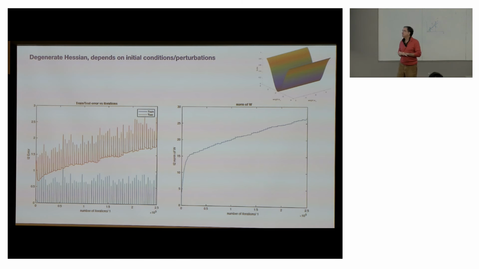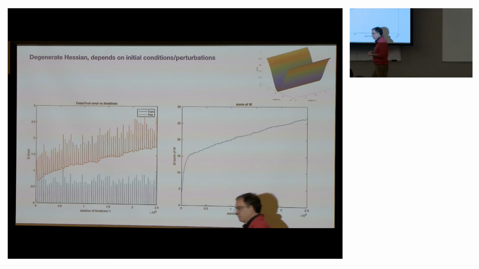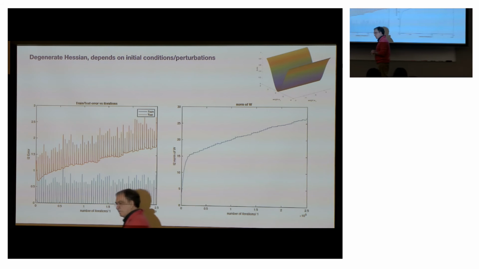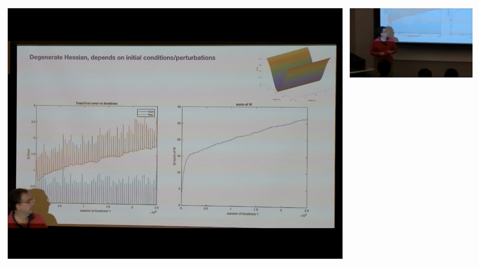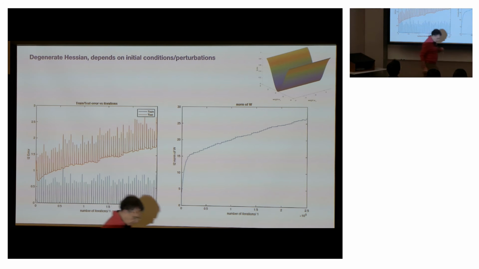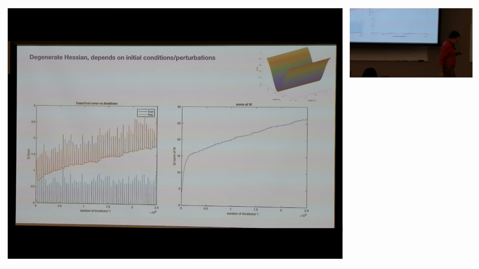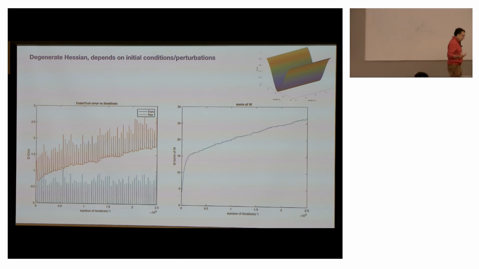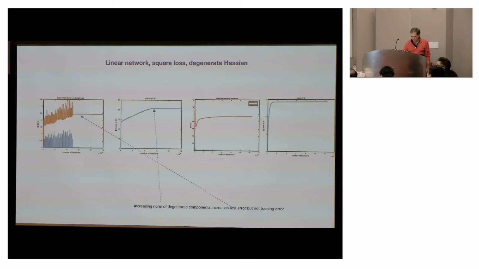Can you give some intuition why the L2 norm should increase? Yeah, why would the weights increase? Is the perturbation biased to positive in some way? No, it's random. So it's basically a random walk.